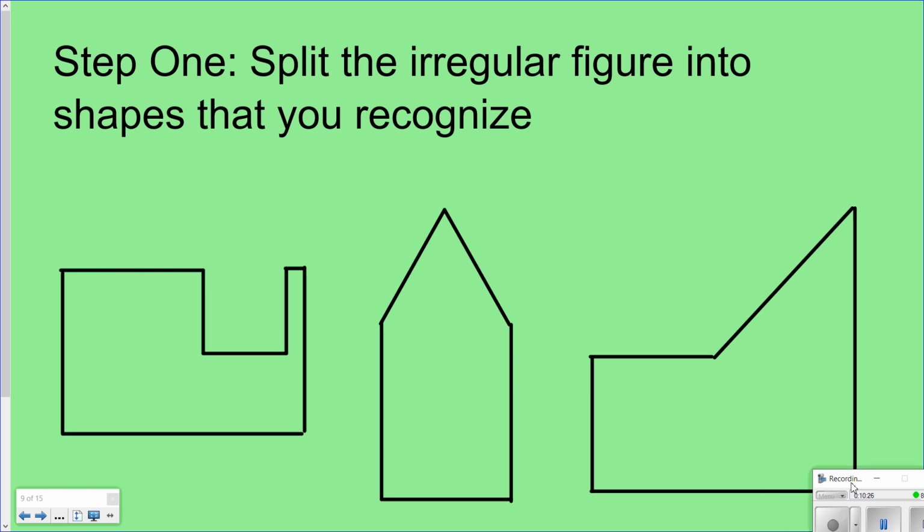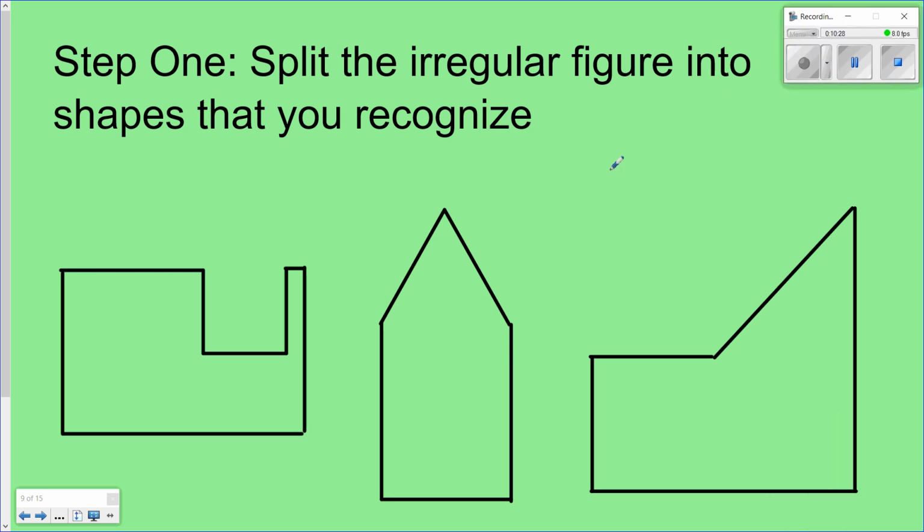And so our job is to find the area of a shape like this. Now, it can be kind of overwhelming, but if you follow the steps and keep yourself organized, organization is the key. So let's just go over how we would start this.